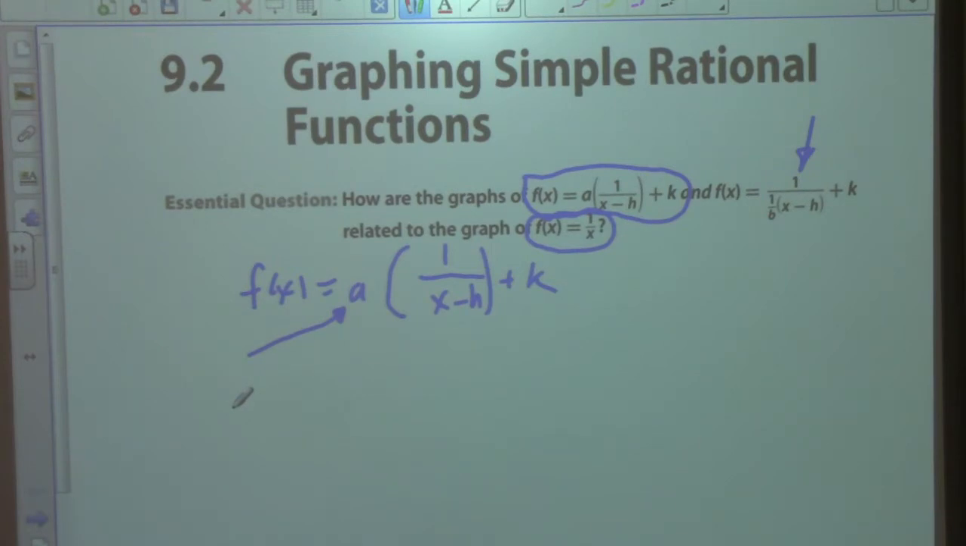It's a vertical stretch or compression. So a determines vertical stretch or compression, right? I'm just going to write stretch slash compression. Anything else that a does? It decides if it's up or down. We'll put it this way: if a is negative, I'll say if a is less than 0, then f of x reflects about the x-axis.